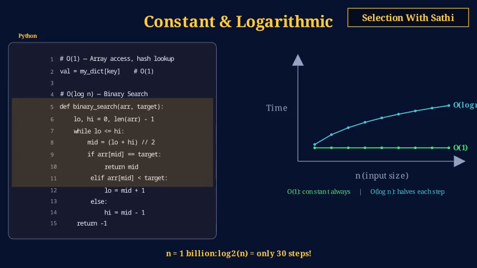Now O of log n is logarithmic time. The classic example is binary search, shown in the code. Each iteration cuts the search space in half. This halving pattern is the signature of O of log n. Whenever you see a loop like while n greater than 0, n equals n divided by 2, that's O of log n.